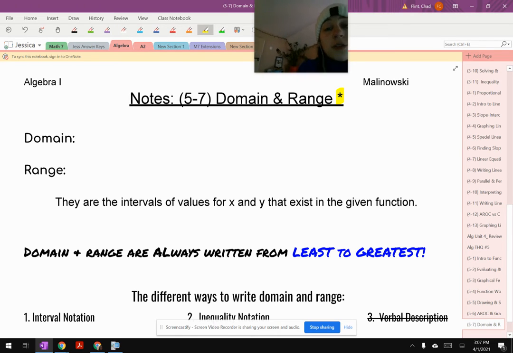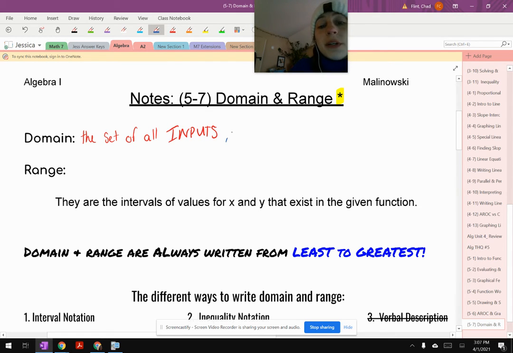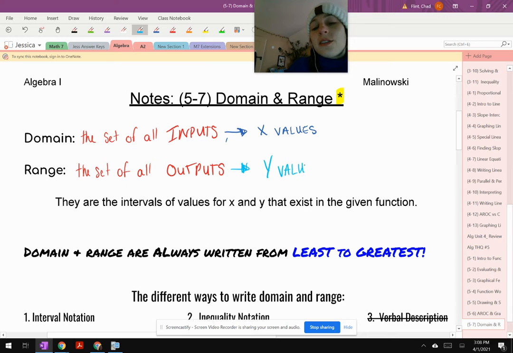So when we're talking about domain, it is referred to as the set of all inputs. And remember from previous lessons that when we're talking about input, it simply means our x values. Range is the set of all outputs, which translates into our y values. And again, the x and the y are going to change based on the variables in the situation.